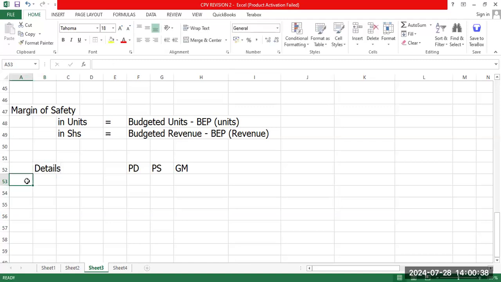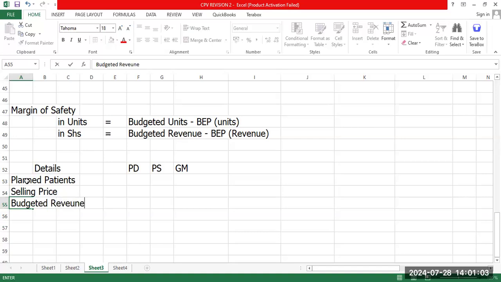Then you will put the planned patients. You will need the selling price. You will need the budgeted revenue. Then from that you compare it with the break-even point, but in terms of revenue.